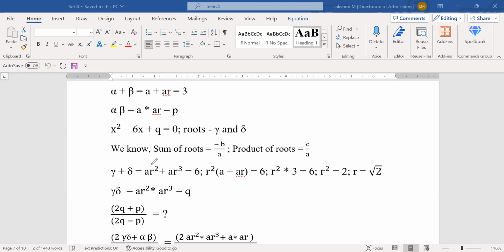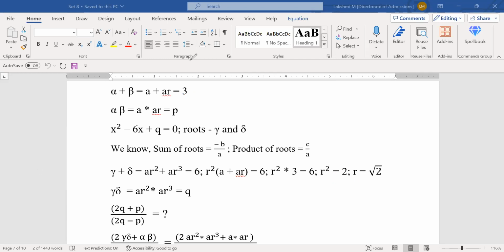Now in this case, if you take R square outside, you have A plus AR, which is actually 3. So if you substitute it, you'll be able to find the value of R. R square is equal to 2, and R is equal to root 2.